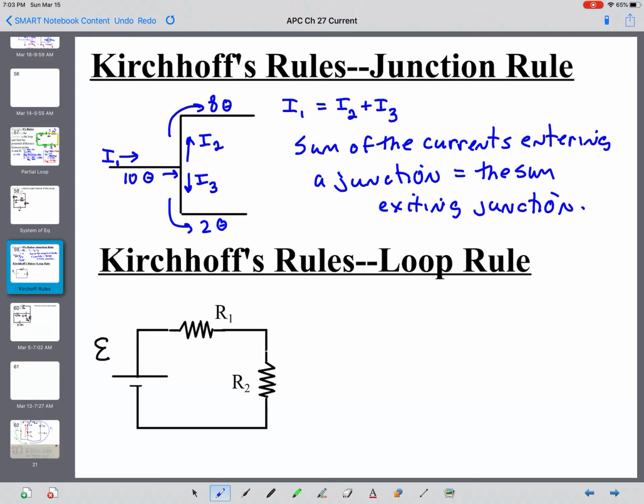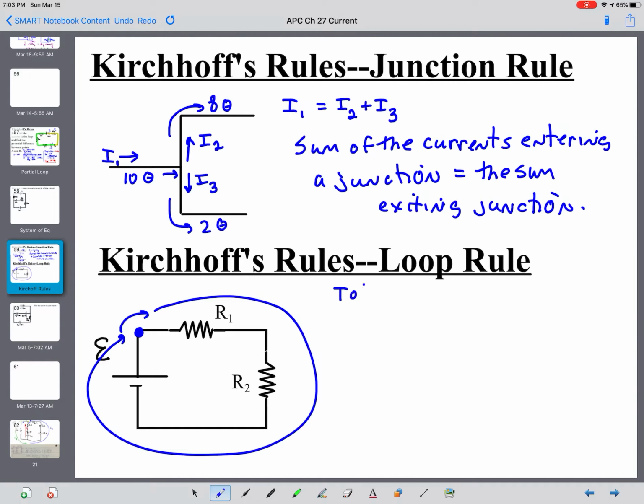Now, loop rule is kind of like the example we just did. But loop rule, instead of applying currents like the junction rule, is dealing with voltages. If we start at any point on the circuit and we go all the way around the circuit, coming back to that point where we started, I should run into voltage increases and decreases, but the total voltage around any closed loop should be 0.